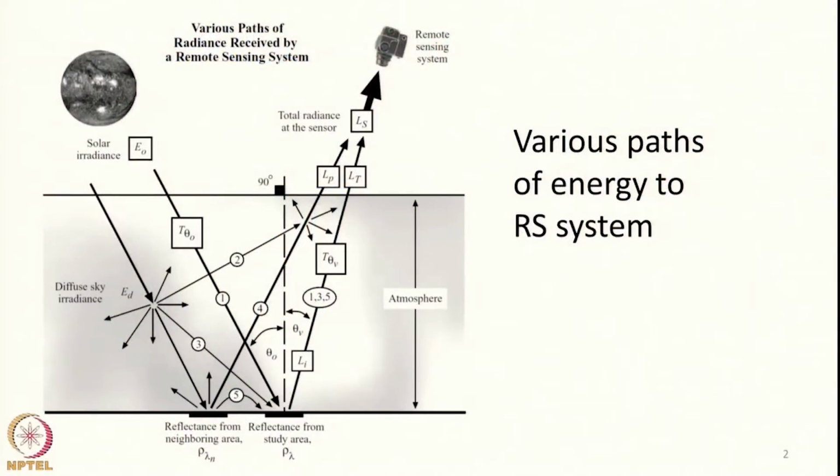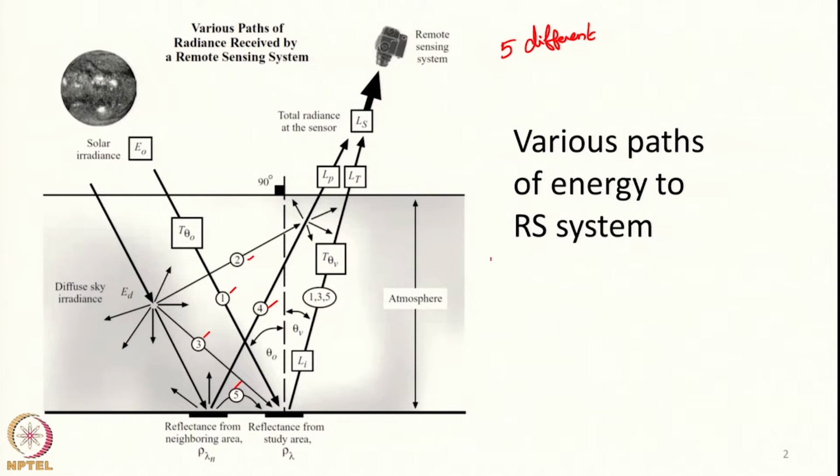First we will get an overview of the various paths in which energy will reach the remote sensing system. If you look at this particular slide, in this figure I have given 5 different paths, path 1, path 2, path 3, path 4 and path 5. 5 different paths in which the energy can reach a sensor or in which energy can interact. What are those 5 paths?